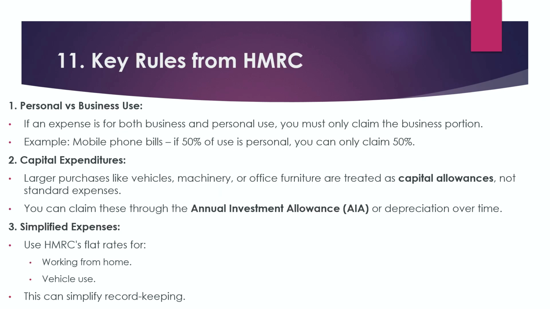11. Key rules from HMRC. Personal vs. business use. If an expense is for both business and personal use, you must only claim the business portion. Example, mobile phone bills, if 50% of use is personal, you can only claim 50%.